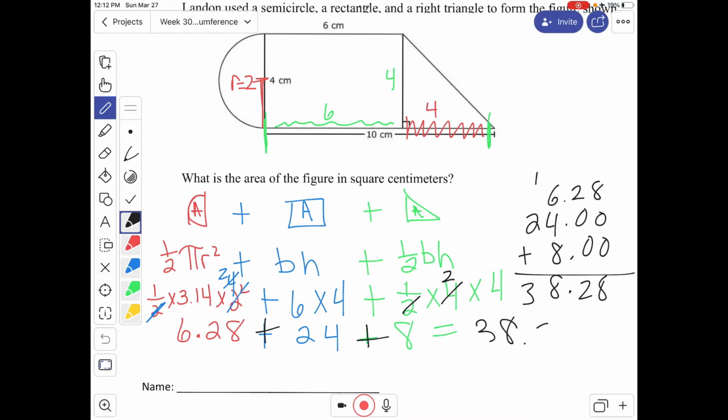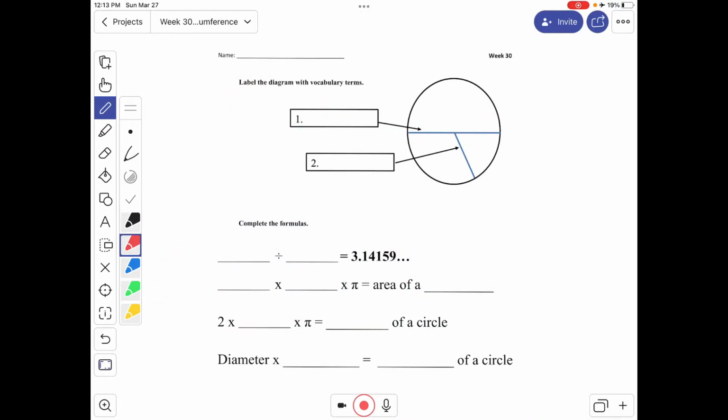So the total is 38.28, and this was centimeters squared. On the next page, we're talking about circles. And we did just talk about diameter and radius.